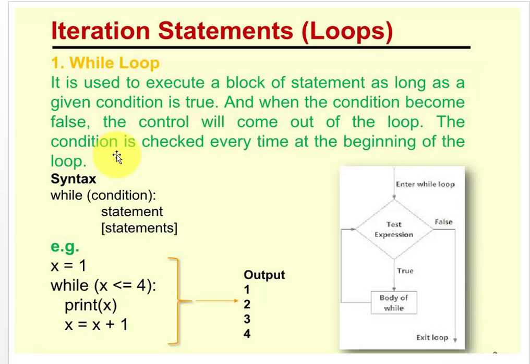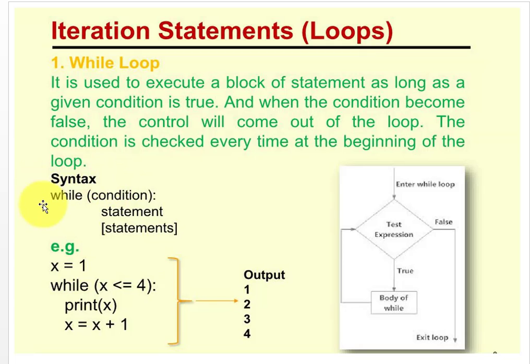And the condition is checked every time at the beginning of the loop. So first you have to put the condition. First it will check the condition, then after that you can execute the loop body. If you never keep the condition, your program will not execute anything, which means it is not a while loop. Clear?